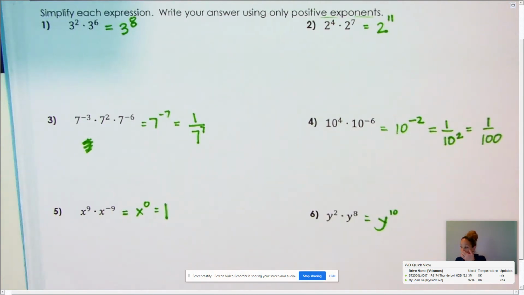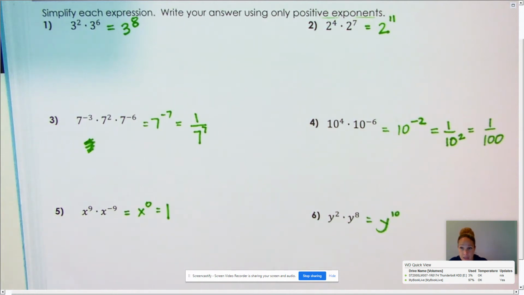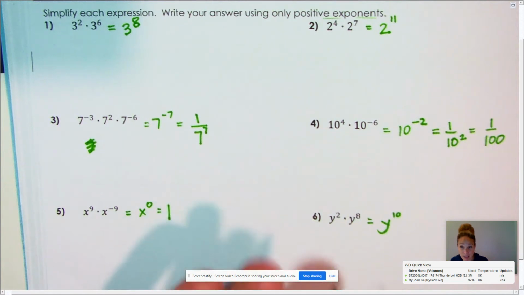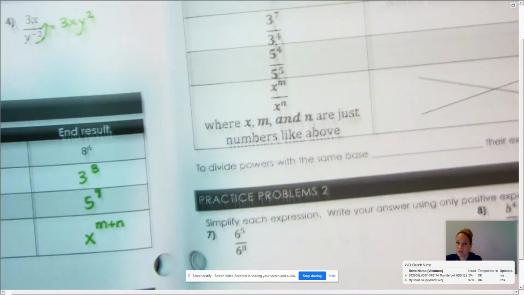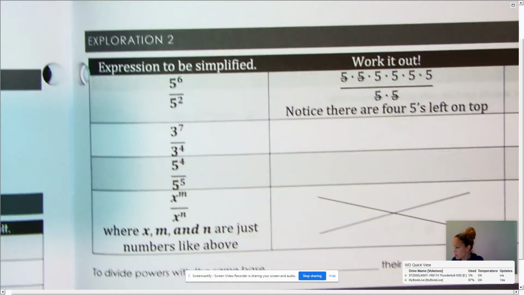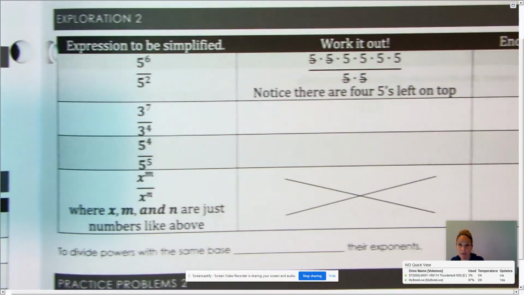Okay, so we've got a little bit more exploring to do because this is only half of the lesson. We just looked at what happens if we're multiplying. Any ideas what the next one's going to be? Opposite of multiply? Divide. That's what's coming up. You guys are smart already on top of that. So let's go ahead and look at the next exploration here at the top of page 54.